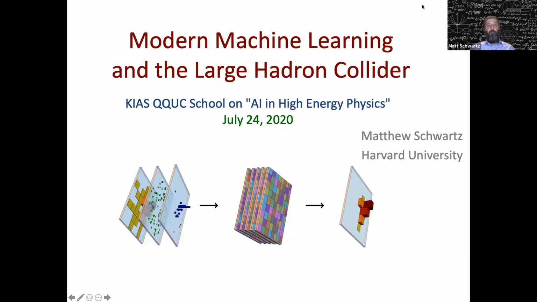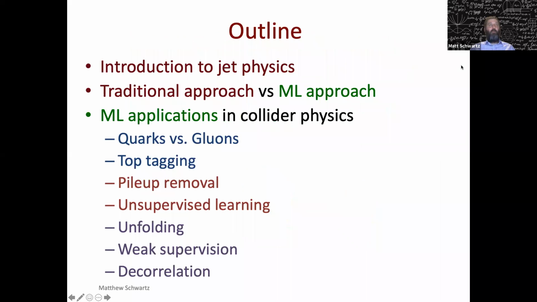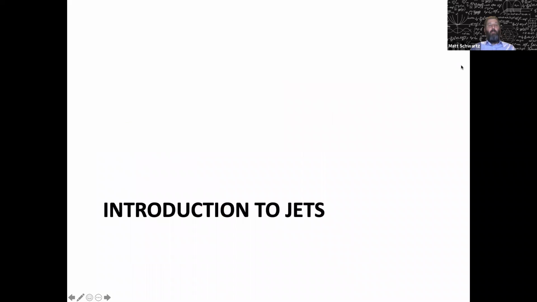In this overview, roughly, I'm going to give you a very quick introduction to jet physics, which is the domain in which I'm going to be using some machine learning techniques. And then I'll talk a little bit about the traditional approach to jet physics and collider physics, and then the more modern machine learning based approach. And then I'll go through a list of different applications, a lot of stuff I've worked on, some stuff I haven't worked on, but things that I think are highlights of the development in this field over the last 5 years. So I'll begin with the introduction to the physics of jets.